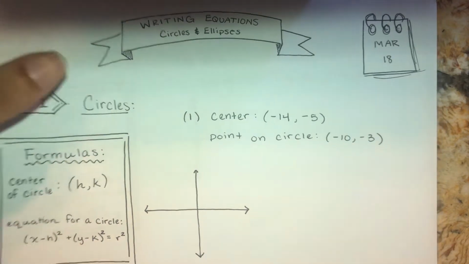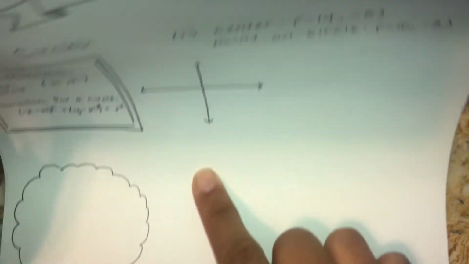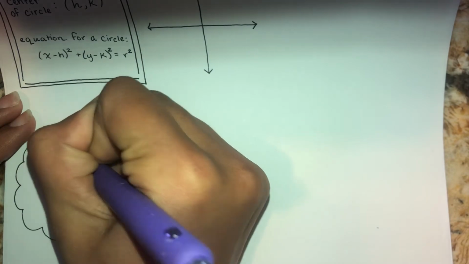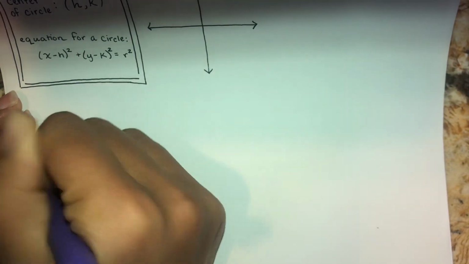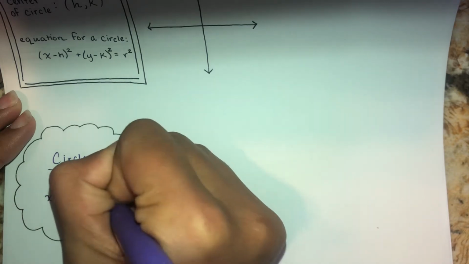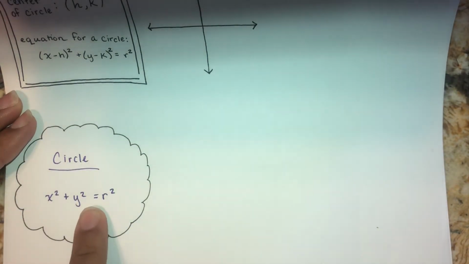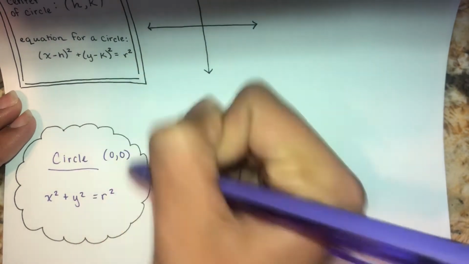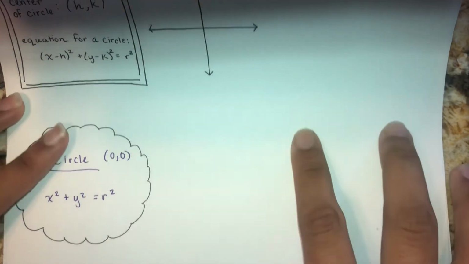We talked about this a little bit, but just a reminder, the normal formula for a circle is usually just x squared plus y squared equals r squared, which we've been seeing from the unit circle. But this is a circle whose origin is at 0, 0, or whose center is at the origin.